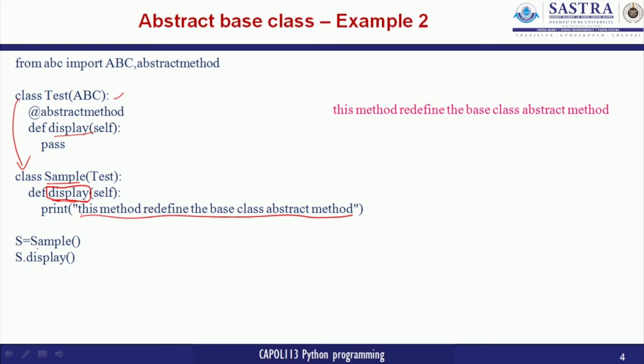After that, for which class should I create an object? For the Sample class only. Now the Sample class acts as a concrete class, so the interpreter will allow creating an object for the Sample class. Now I make a call to the display method, so automatically the interpreter moves on to this method, and then I get this output for this program.